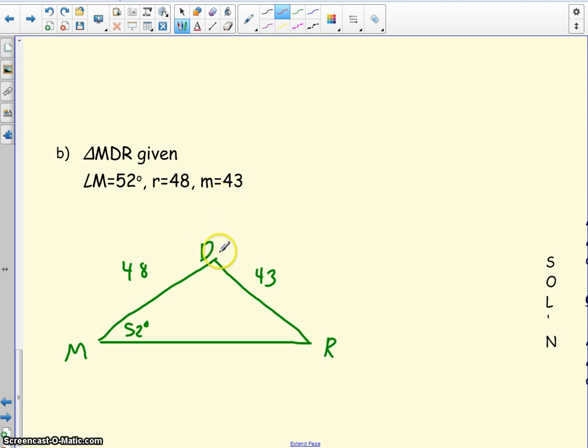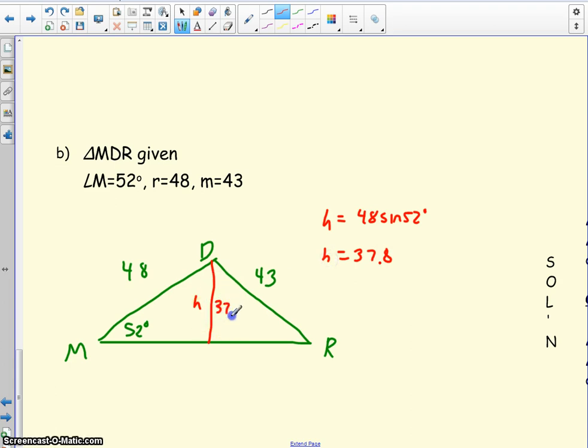So what am I going to do? I'm going to calculate the height first. That's how I check to see if it's ambiguous. So it's going to be 48 times the sine of 52 degrees. Okay, so that's going to give me 37.8 approximately for the height.